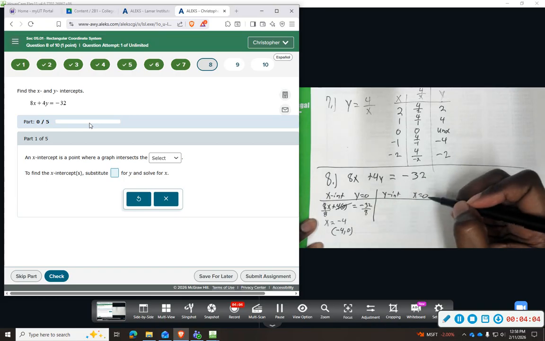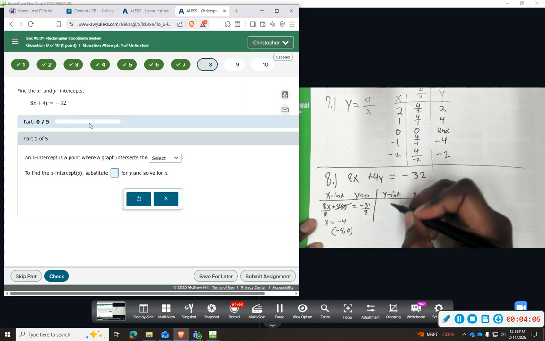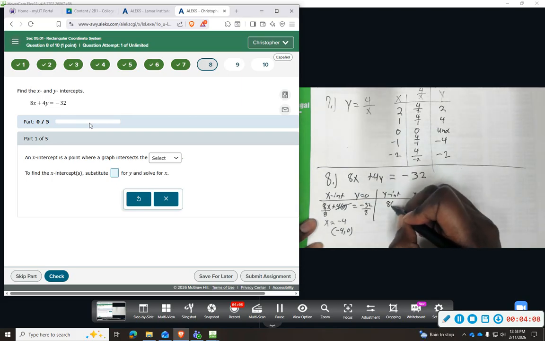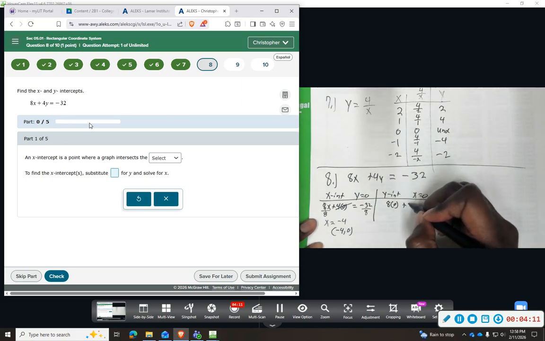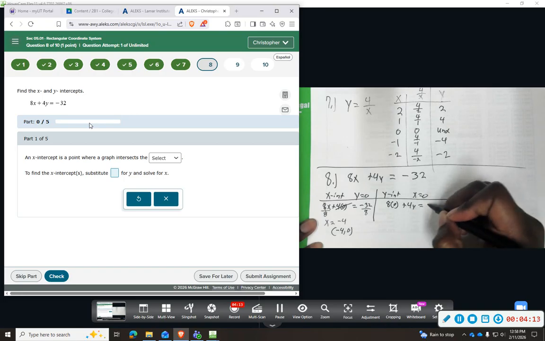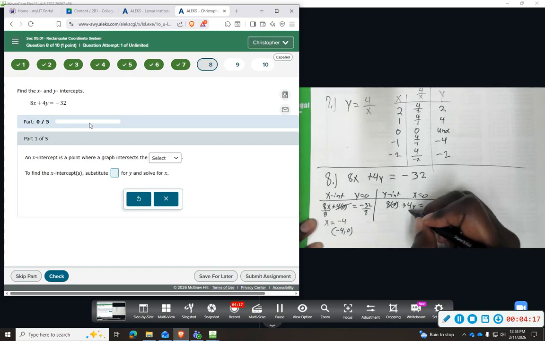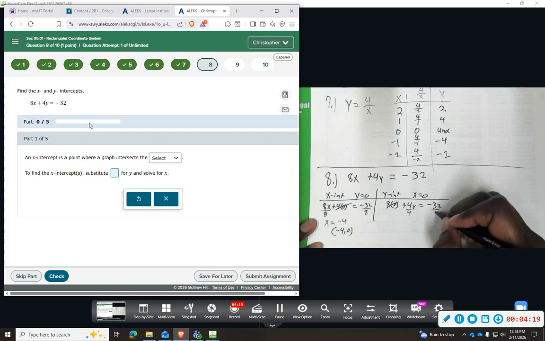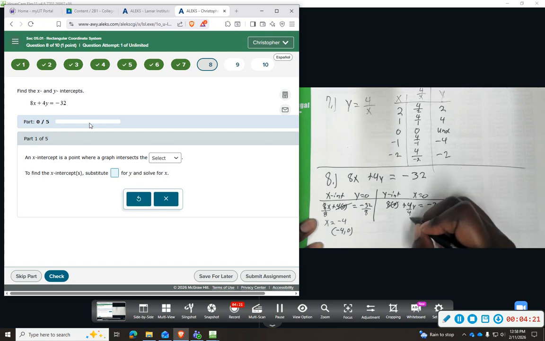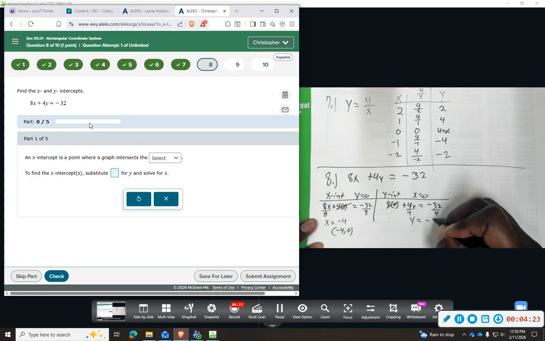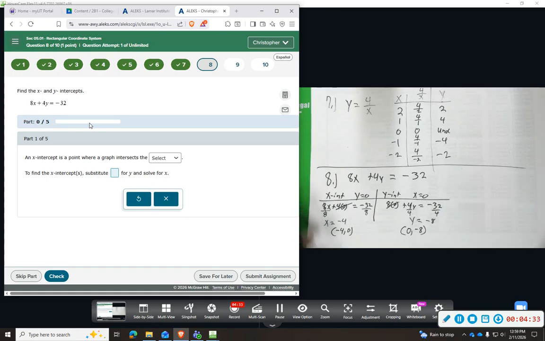And then when we find our y-intercept, it's similar. I'm going to start with this equation. 8 times 0 plus 4y equals negative 32. 8 times 0 is just 0. So we'll divide by 4, and we'll get y equals negative 8. And as an ordered pair, the x goes first. This time x is 0, and then y is negative 8. So I get the two intercepts.